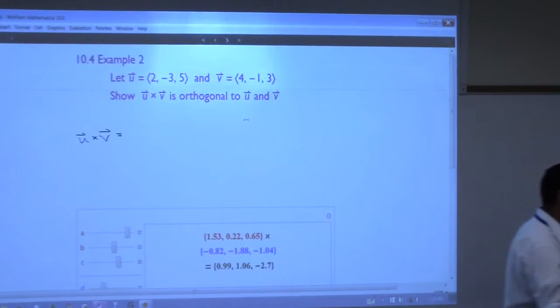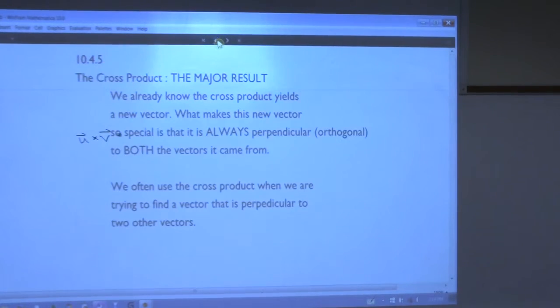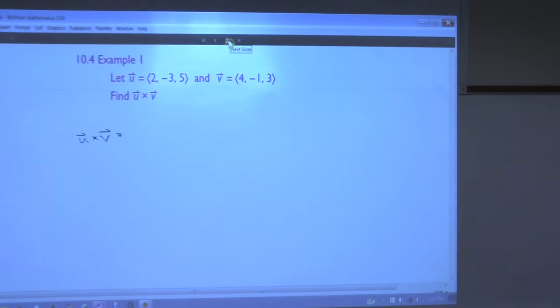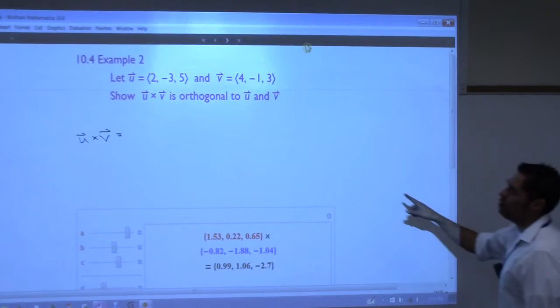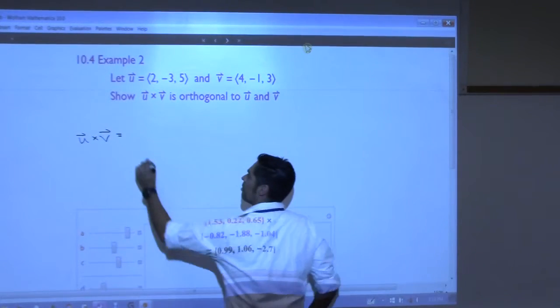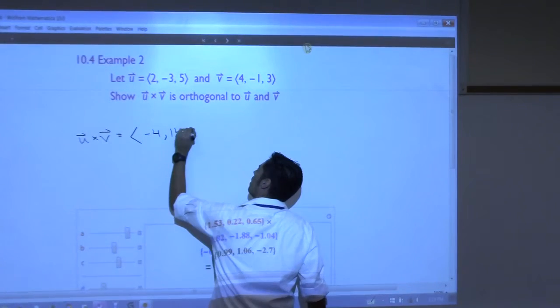Well, did we just do that one? No, we didn't, did we? Yeah, it's the same vectors, right? I do that intentionally so we don't have to keep doing the same computations over and over. So we already did that example just a second ago, and we found the cross product. What was it? Negative 4, 14, and 10.